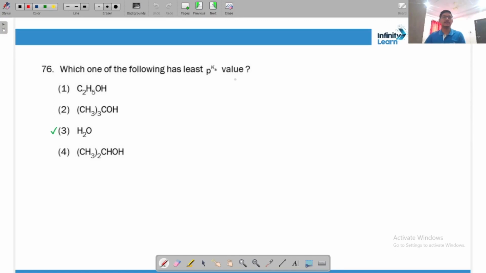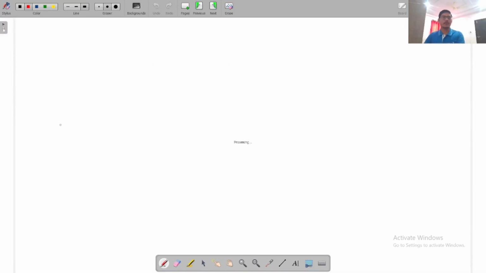Which one of the following has least pK value? See guys, acidic strength is inversely proportional to pK. Now you should know that alcohols are weaker acids than water except methanol, right? So water is a stronger acid than all of them. It will have lower pK value than all alcohols except methanol. So water has the least pK value, okay?